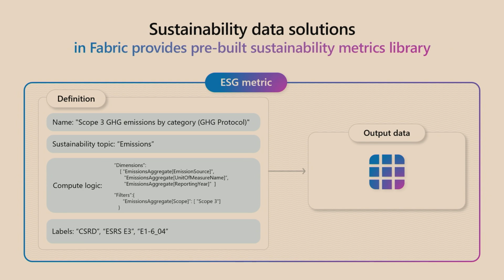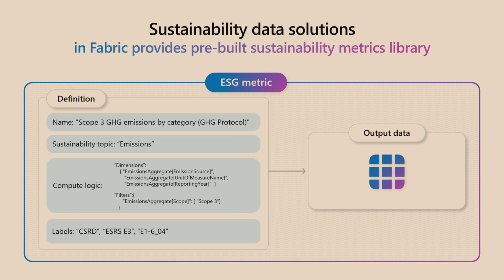Now, here is a high-level view of what a sustainability or ESG metric looks like. Over here, you can see the definition has a name of a specific sustainability topic. It's attributed to emissions from a topic point of view. There's compute logic, which determines the value of the overall ESG metric. You can look at several aspects over here, such as aggregation from a source point of view, unit of measure, and reporting year context. All of that is defined as part of the compute logic.